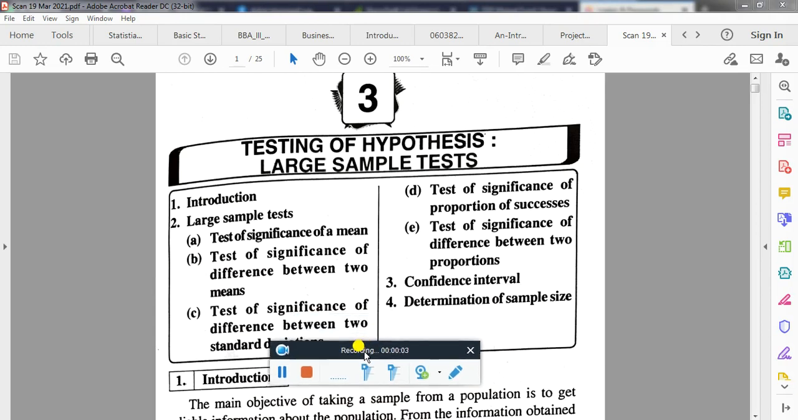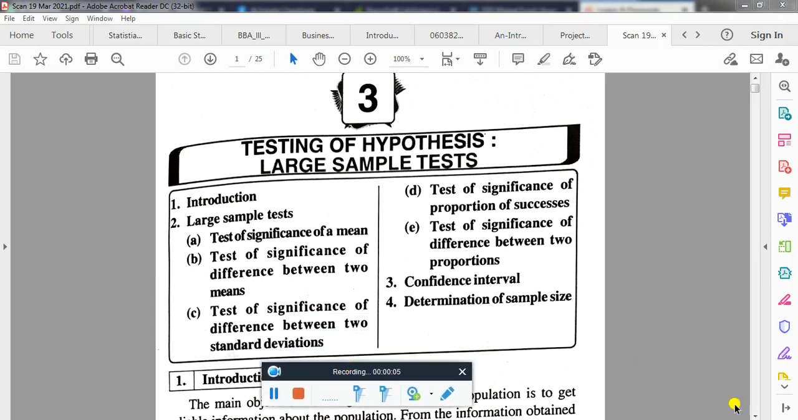Hello friends, good afternoon. So here I am going to take your new unit, testing of hypothesis. Now in the testing of hypothesis we have several categories: large sample test, small sample test, and non-parametric test, but they are divided into three parts, or rather three units. So in the first unit we'll discuss testing of hypothesis as well as large sample test.